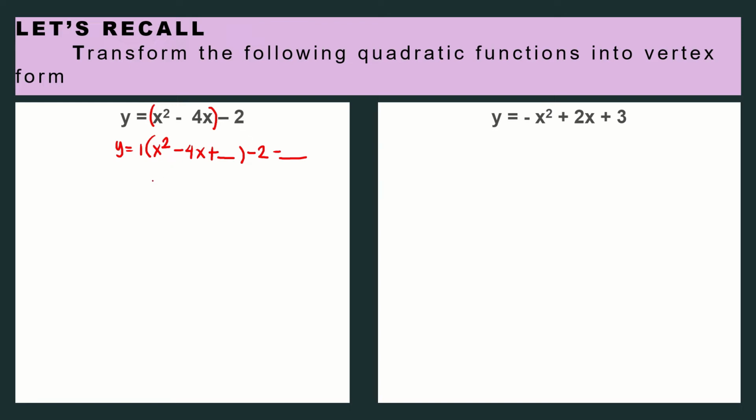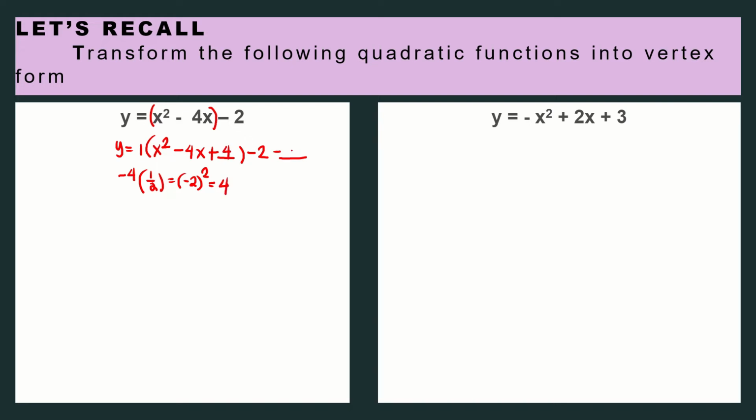And to do that, we will multiply the second term by 1/2. So our second term here is negative 4 multiplied to 1/2. And the answer now is negative 4 times 1/2. That is negative 2. Then you square it. The answer is positive 4. So we will add 4 here.